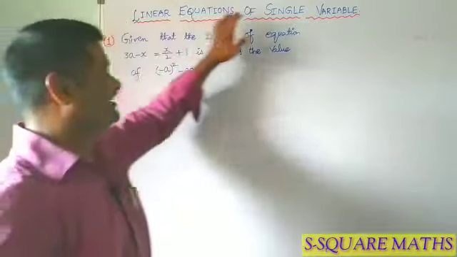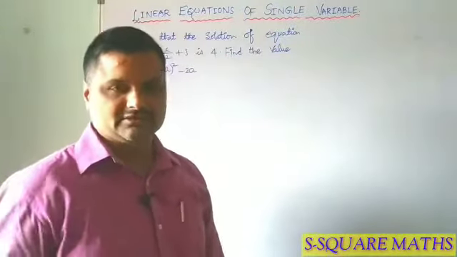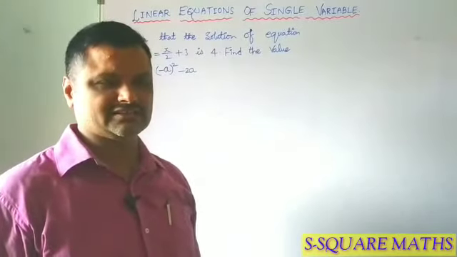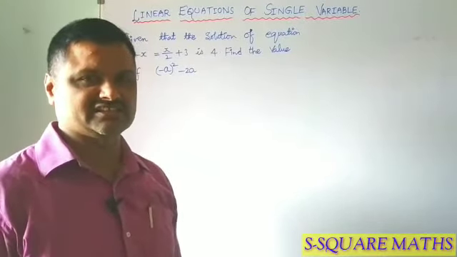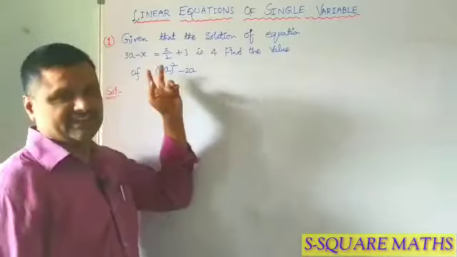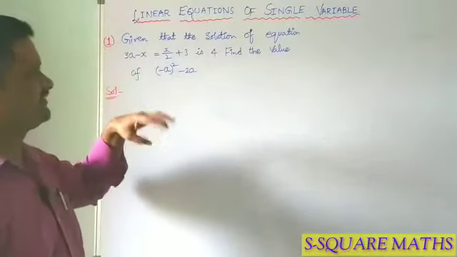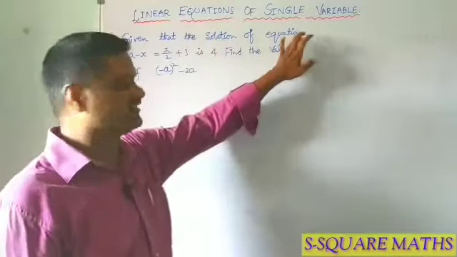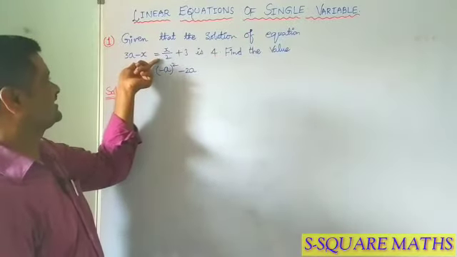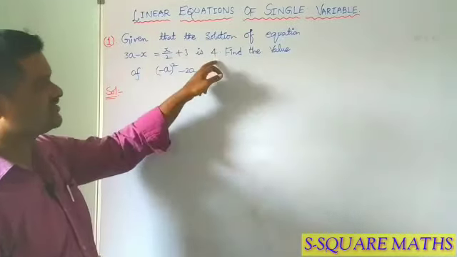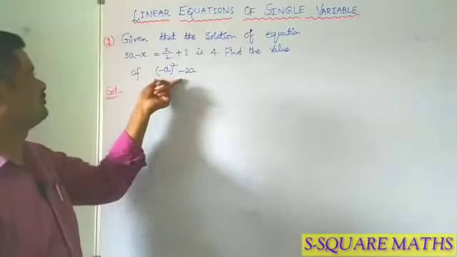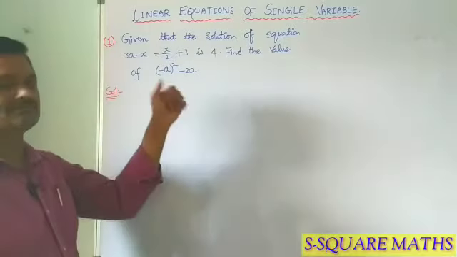Linear equations of single variable are also known as simple equations. Linear equations in one variable are linear equations of single variable. Given that the solution of the equation 3a minus x is equal to x by 2 plus 3 is 4, then we have to find out the value of (minus a) whole square minus 2a.